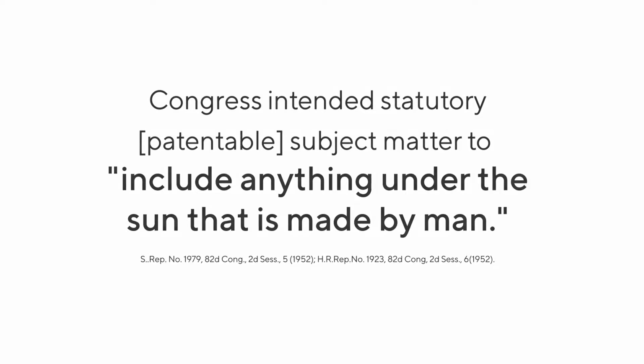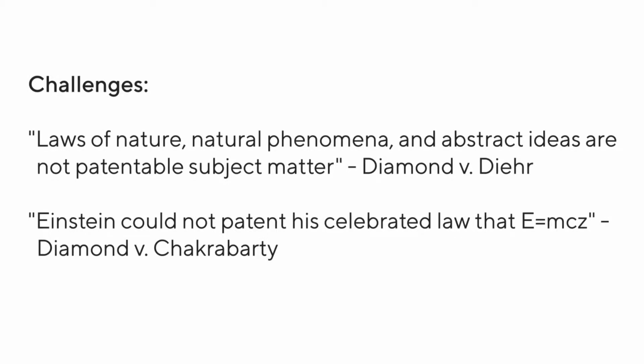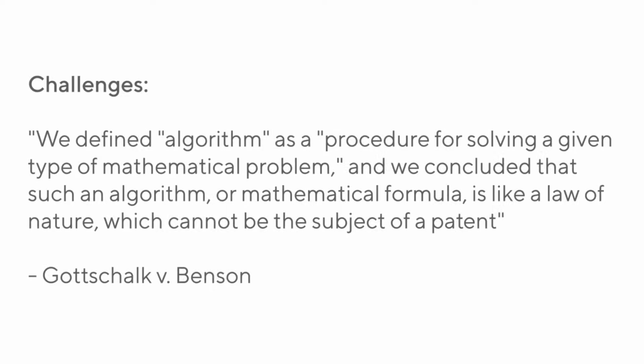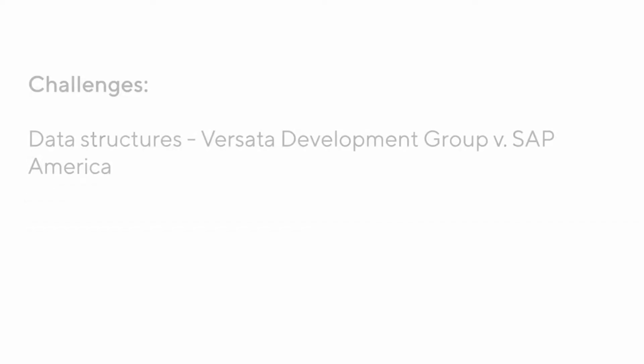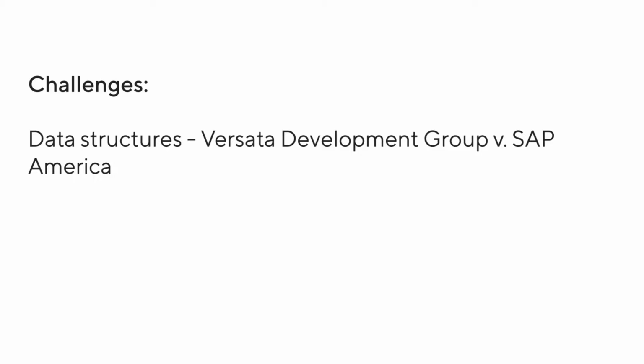Almost immediately it started to be defined what that meant. Laws of nature are not patentable. Natural phenomena and abstract ideas are not patentable. Einstein's theory is not patentable. These are all cases that have looked at these things. They defined algorithms and mathematical formulas as equivalent to natural phenomena. Data structures are an interesting one because, as with all things, in some cases this could be patentable.